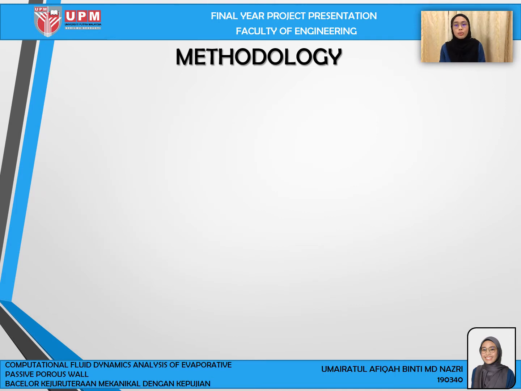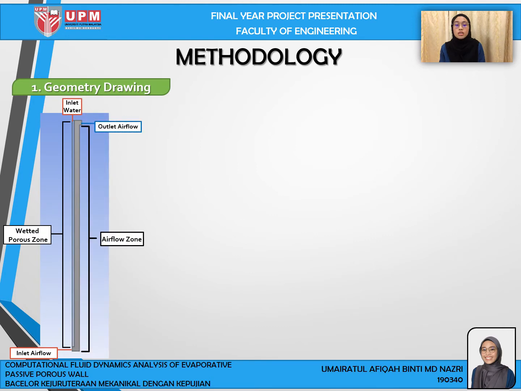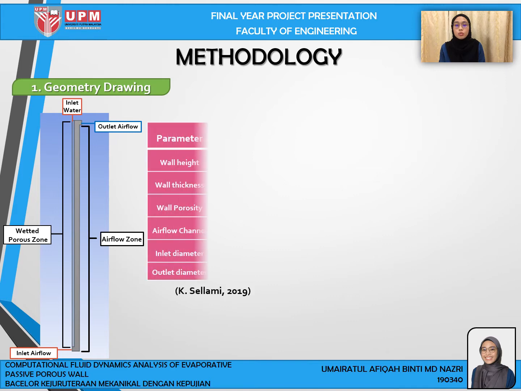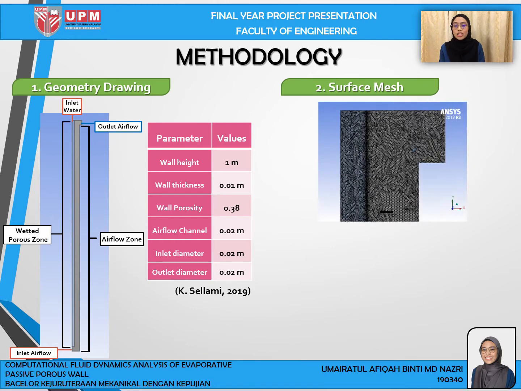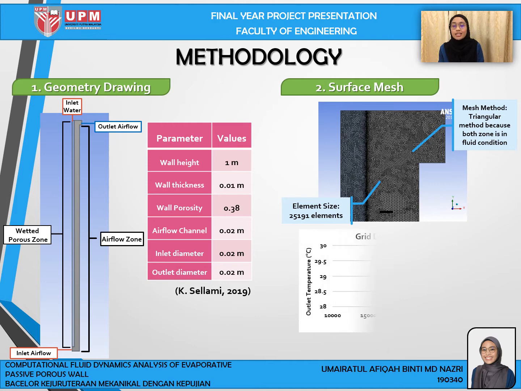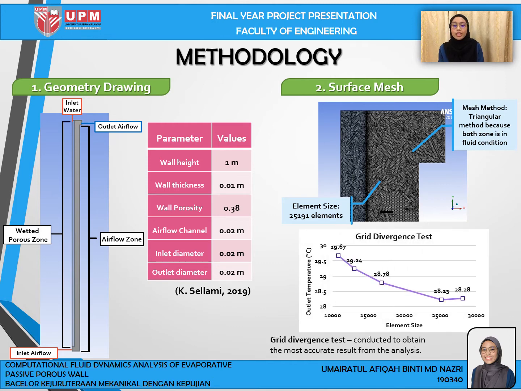Next, we'll further discuss the methodology of this project. The first is geometry drawing, which consists of two parts: the airflow zone and the wetted porous zone. The airflow zone is where the air from outside enters into the building, and the wetted porous zone is where the cooling wall is. Here, the table shows all the values for the parameters of the geometry. Next is the surface mesh. The surface mesh method is triangular because both zones are in fluid condition, and the element size is 25,191 elements, and a grid divergence test is conducted to obtain the most accurate results from the analysis.